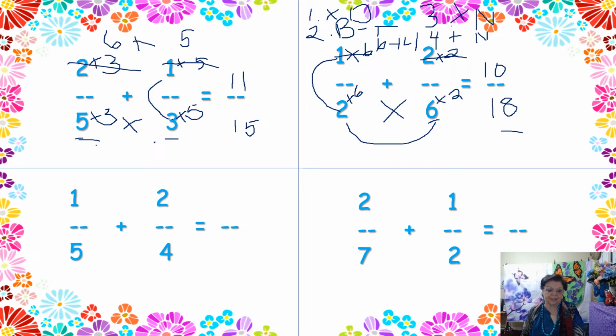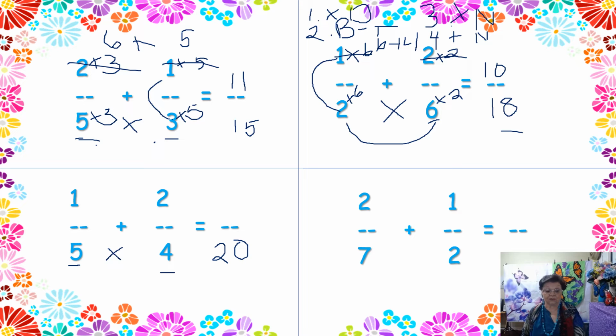Let's try this one. Let's see if you guys can help me figure this one out. Uh-oh. I have fractions where the denominators are not alike. They are unlike fractions. Step 1, multiply the denominators. What's our new denominator going to be? 5 times 4 is 20.